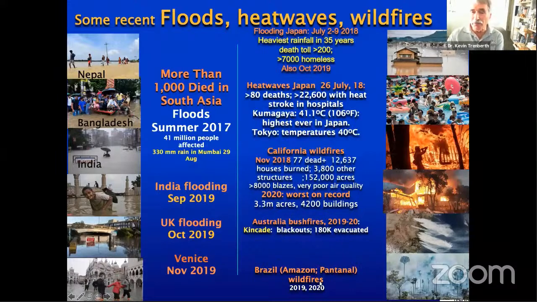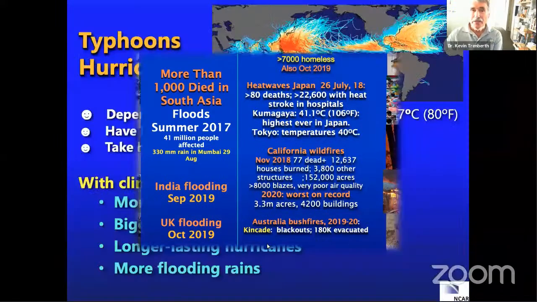And we've also seen examples in the Amazon, in Brazil, in the Pantanal. This is a wetlands area in South America. And so this is occurring everywhere.